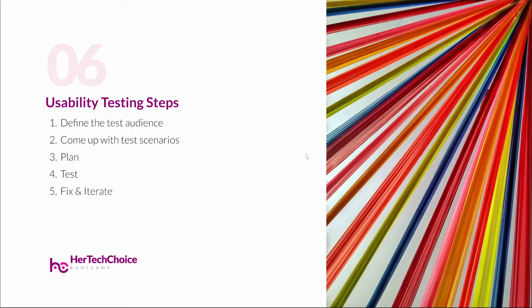The usability testing steps consist of five processes depending on the kind of test you want to carry out. Firstly, you have to define the test audience, and I'll be talking about all of these steps one after the other. The second step is to come up with test scenarios. The third is to plan the test. Then the fourth step is to actually perform the testing, and the fifth step is to fix and iterate.